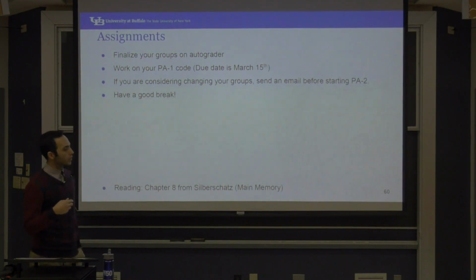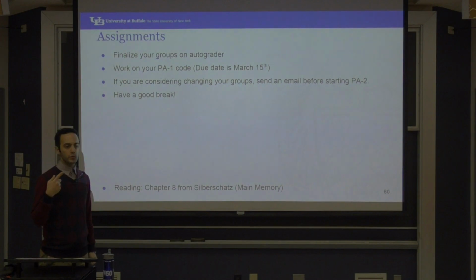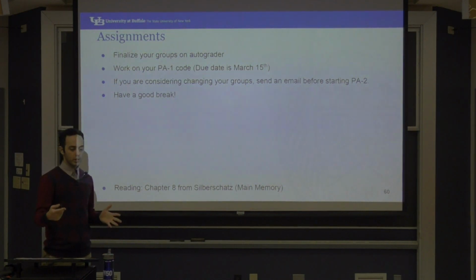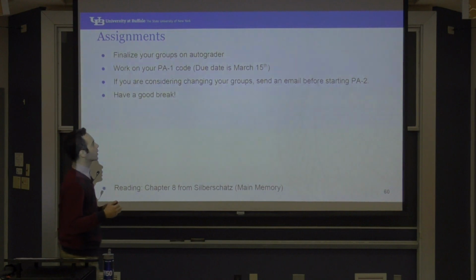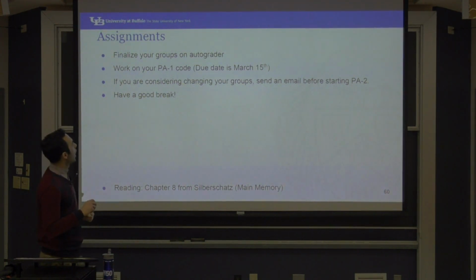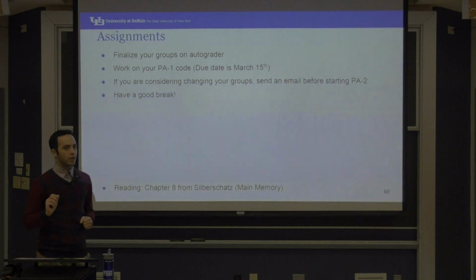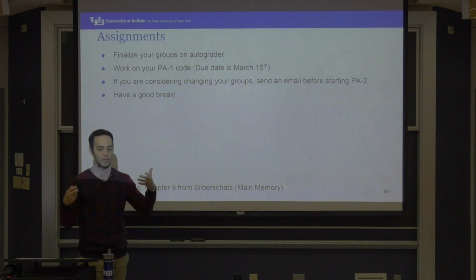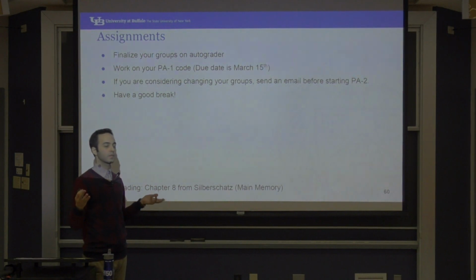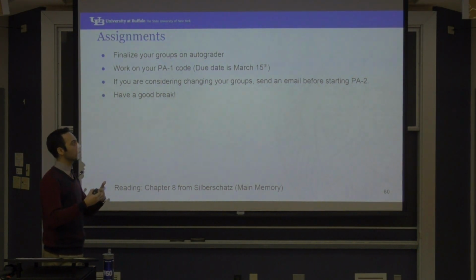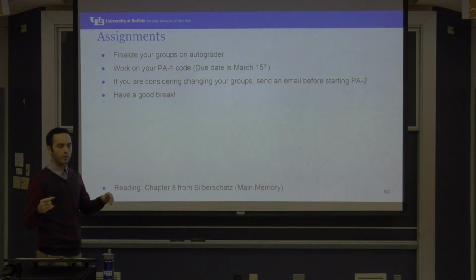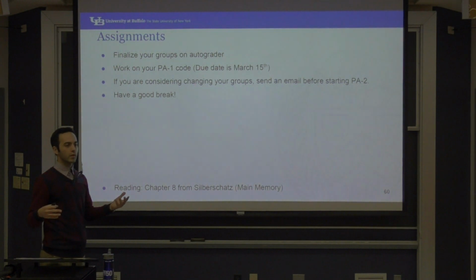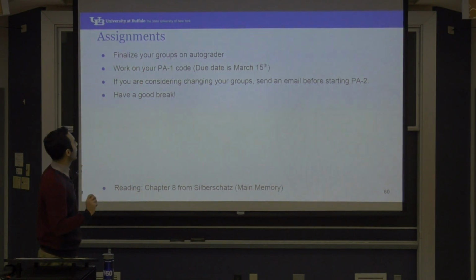So finalize your groups on AutoGrader just to check. For source code, I just transferred the groups from the design doc. If you want to make sure, check them. Finish and submit by the end of this week. If you are considering changing your groups, send an email before starting PA2. Don't wait for too long, because groups might start thinking about designs and whatever. So we don't want to wait for that long. If you're considering, email as soon as possible so we can think of whatever number of groups. If they want to merge, we regroup them or something.